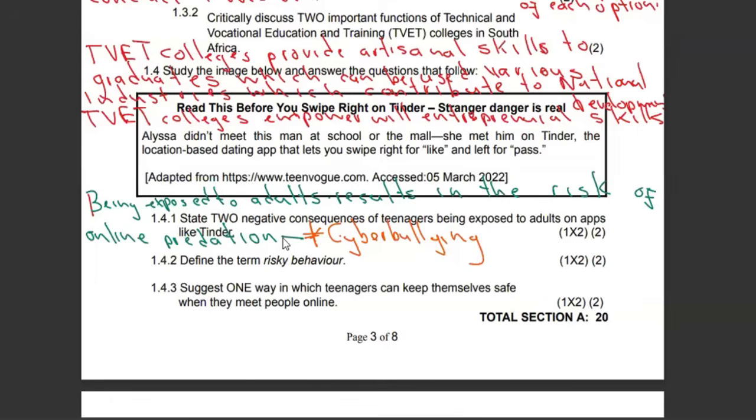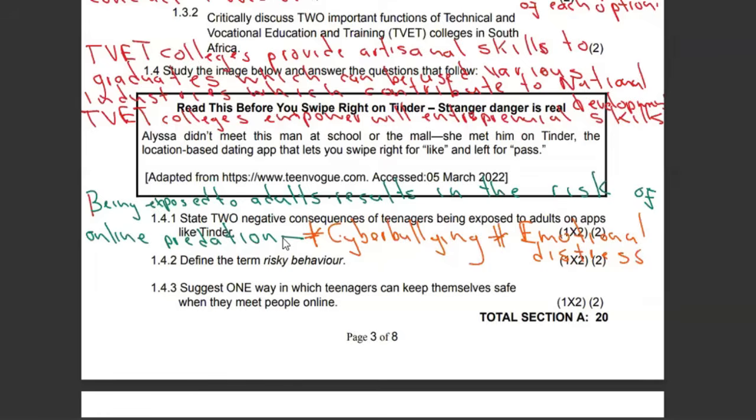In addition to that, you can also list points such as emotional distress. This can result in emotional distress. Let me clarify how that takes place. Interactions with untrustworthy adults can lead to emotional distress for teenagers. They may experience feelings of betrayal, confusion or humiliation when they discover they have been deceived. So all these are the negative consequences.